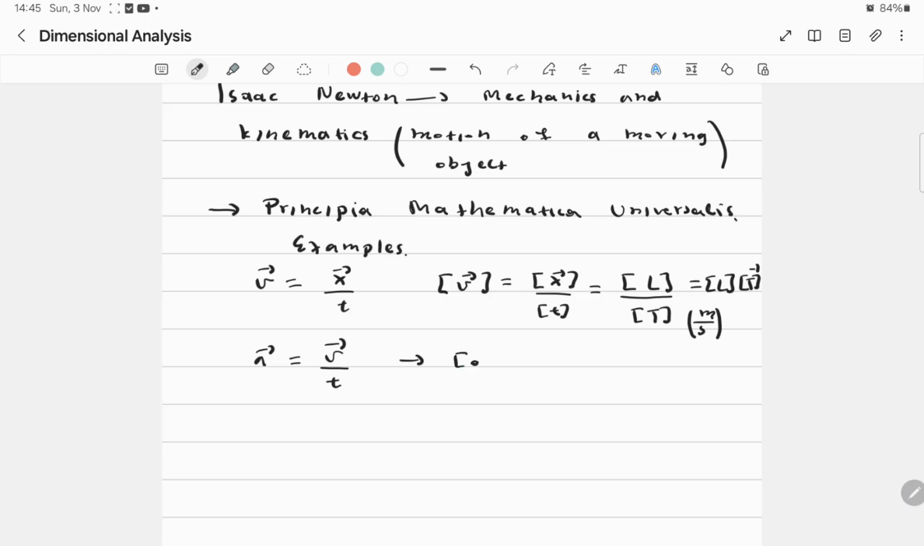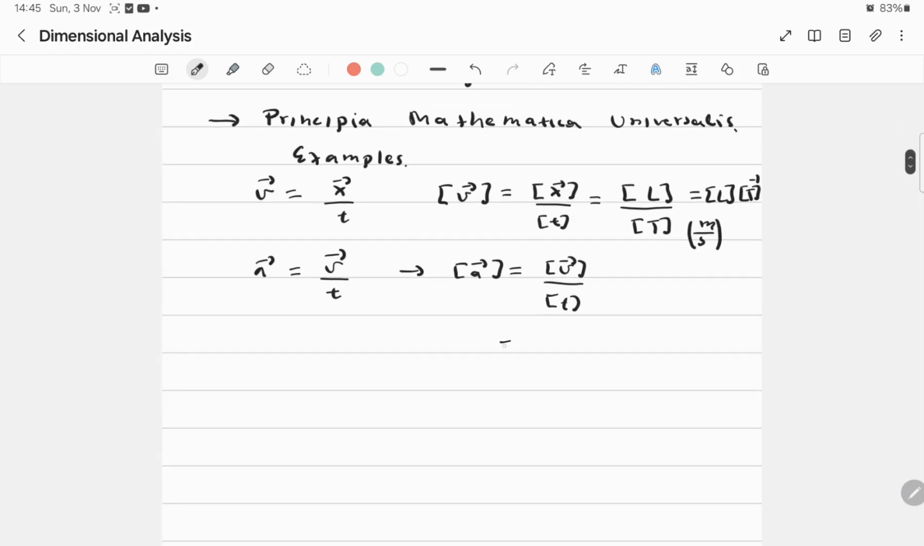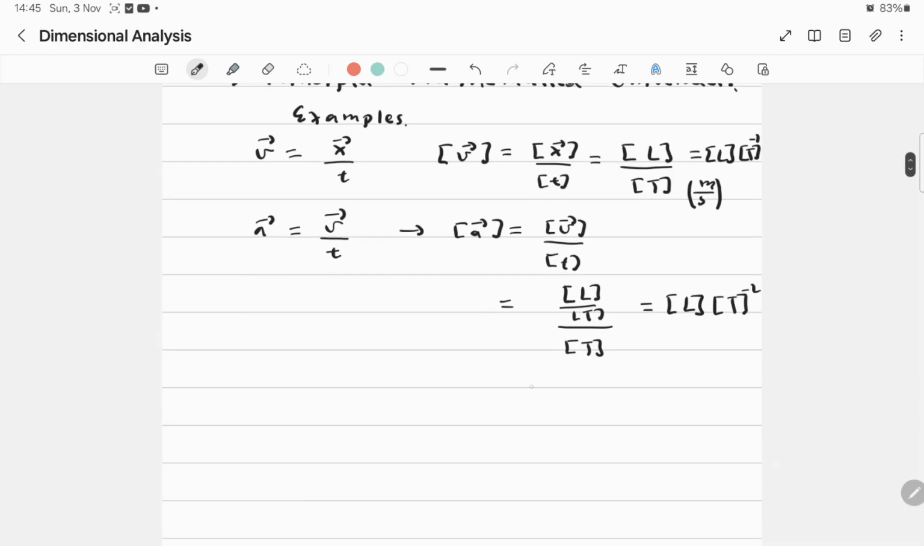For the acceleration we use [v] over [t]. So [v] is L over T, and here in the denominator we have capital T, so it should be L times T^-2. So as we know, the acceleration is meter per second squared. This is what it means.